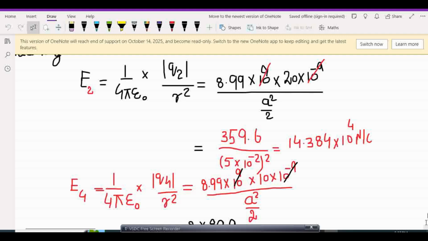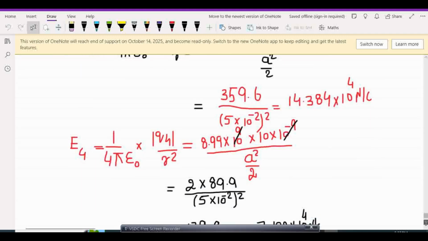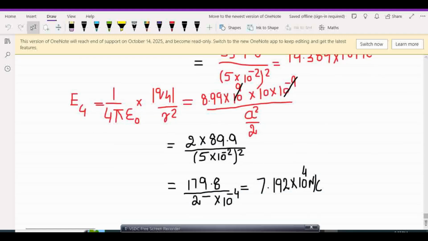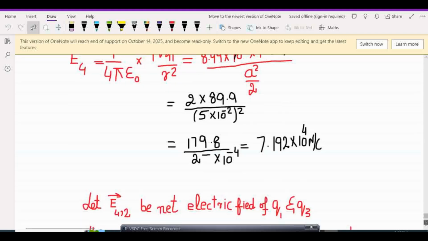Similarly, the electric field due to Q4 will be equal to E4, and is equal to 1/4 pi epsilon naught into Q4 magnitude over R square. Putting in the values and simplifying, we get it to be 7.192 into 10 to the power 4 Newton per Coulomb.